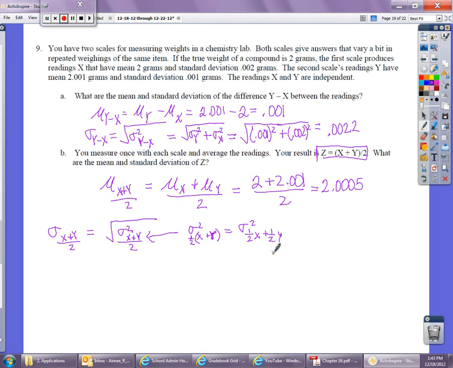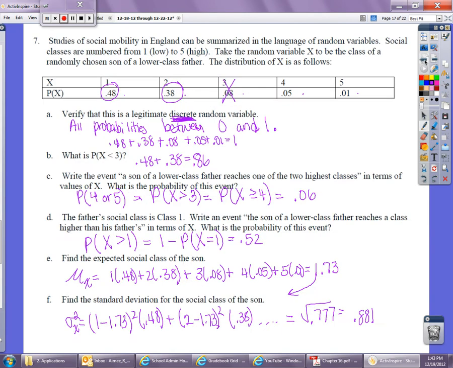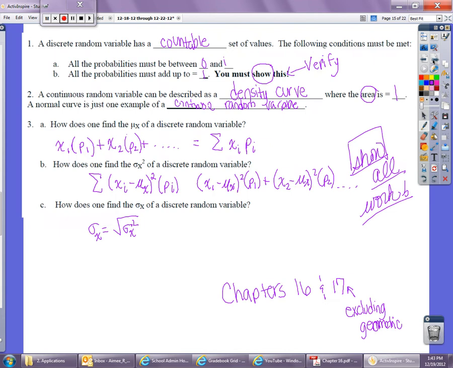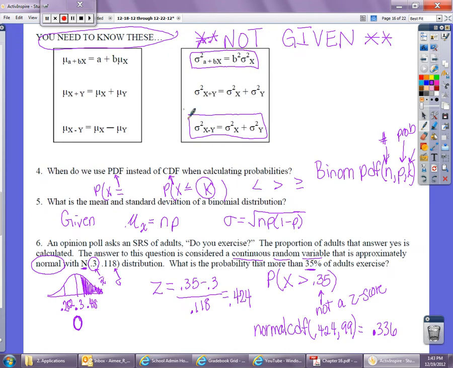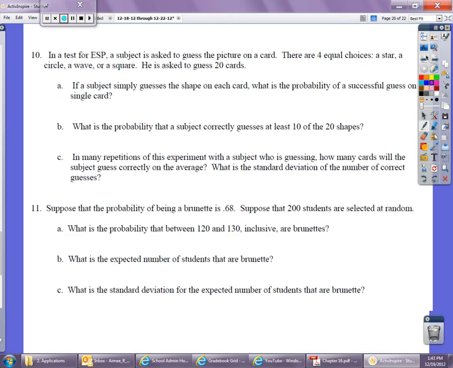Now going back to that rule that we talked about on the very first page of this packet, all the way back here. Remember, the a value doesn't matter. Whatever you're multiplying by, you're actually going to end up squaring and multiplying by the variance. So whatever that coefficient is, you square and multiply by the variance. Let's go back to our problem.